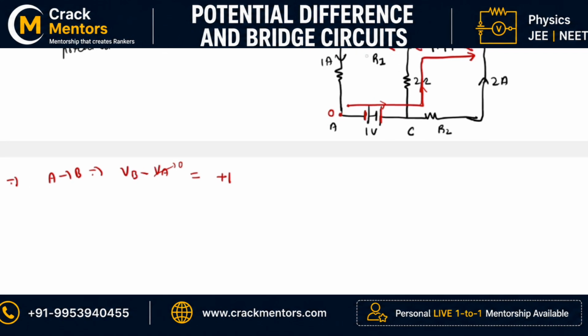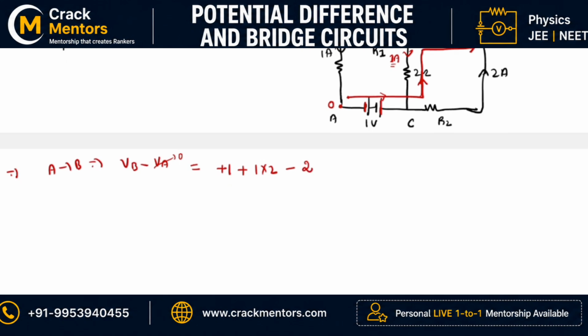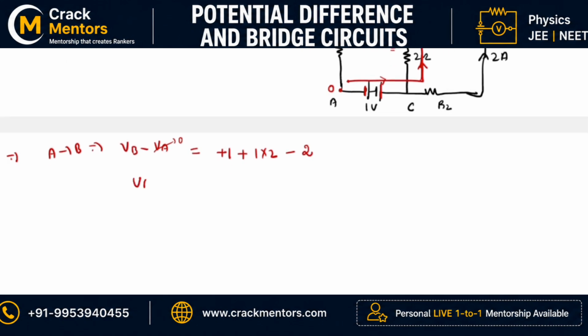So if 2 ampere is incoming, and 1 ampere is going here, what is the remaining current? It's 1 ampere by Kirchhoff's current law. So I'll find that I'm going against the direction of current, that is of 1 ampere. So plus 1 into 2. Now you are going from the positive to the negative terminal of the battery. Therefore minus 2 again here. Okay, this is equal to VB minus VA. So VB is equal to how much? It's 1 plus 2 minus 2, that is equal to 1 volt.